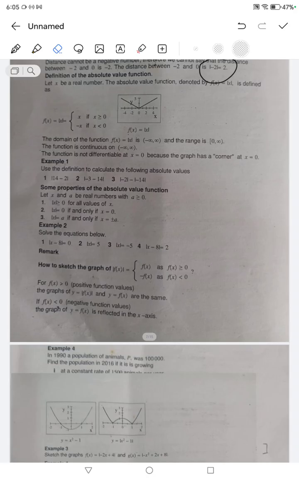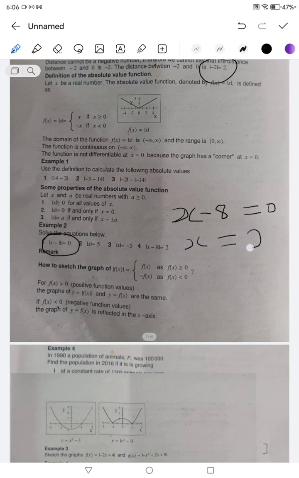Okay, this one they're saying the absolute value of x minus 8 is equals to 0. This one you just solve in the natural way. You have x minus 8 is equals to 0. Therefore you know your x is equals to 8. Which rule are we using? We are using property 2, as you can see on this side. Then okay, we're done with that one.